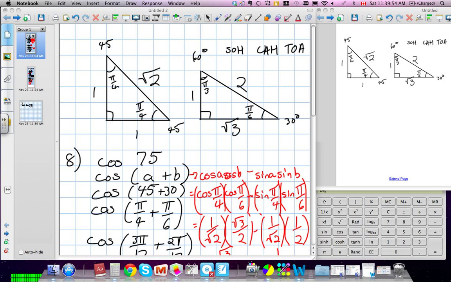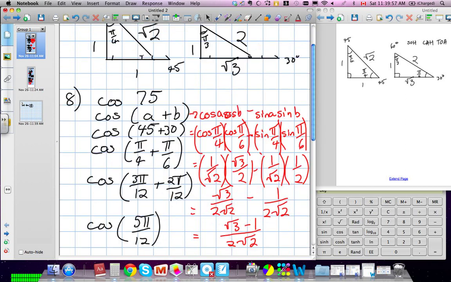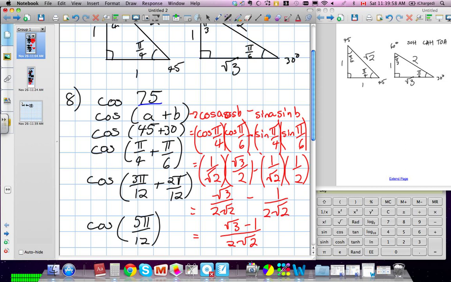First question, they gave us cos 75. We need to break it into two angles. We decided from our special triangles that 45 and 30 would work. 45 and 30 is 75, which gives us our cos AB. Now, I worked it out this way, but they wanted us to use our formula.